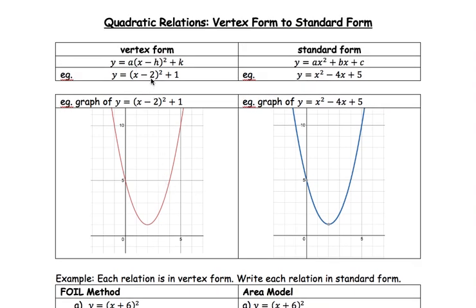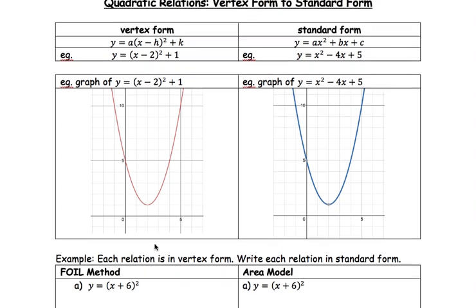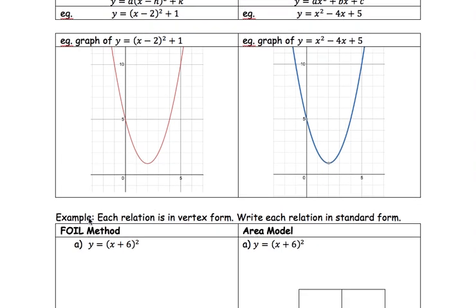All right, so the vertex form, you always see the bracket, and then a number out here, and maybe a number in front. The standard form, you won't see the brackets, and you'll see the x squared and the x, and then just the one without the x at the end, okay? All right, so let's get to the first example here.